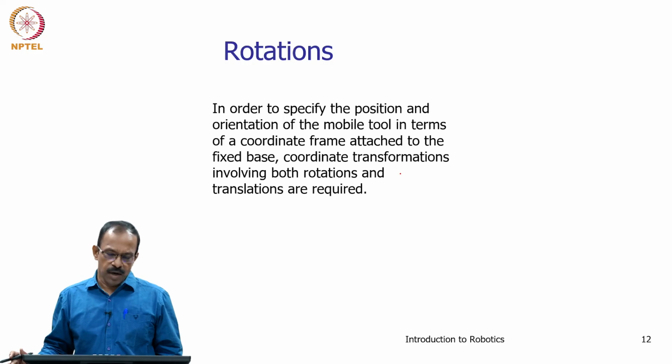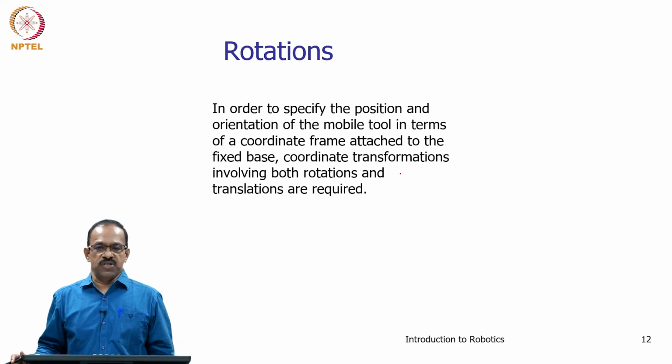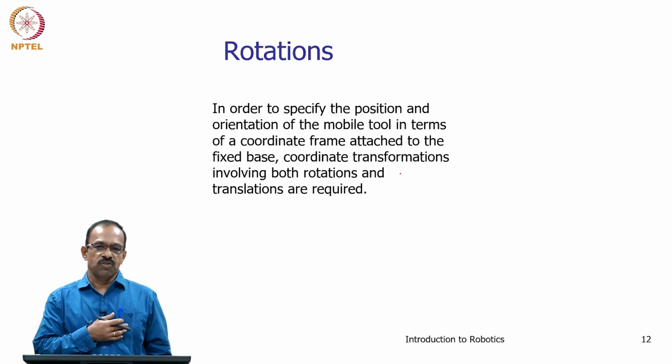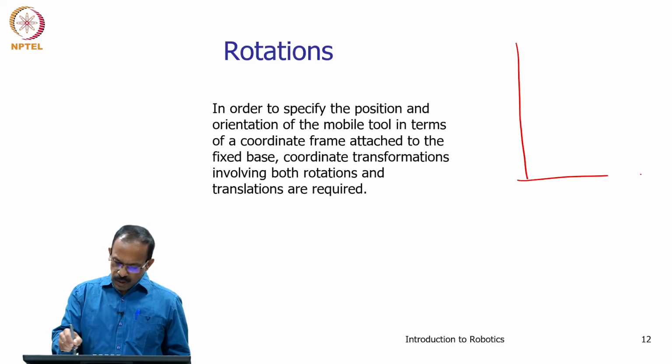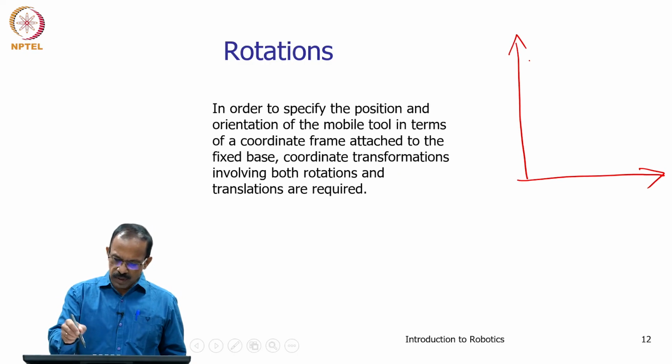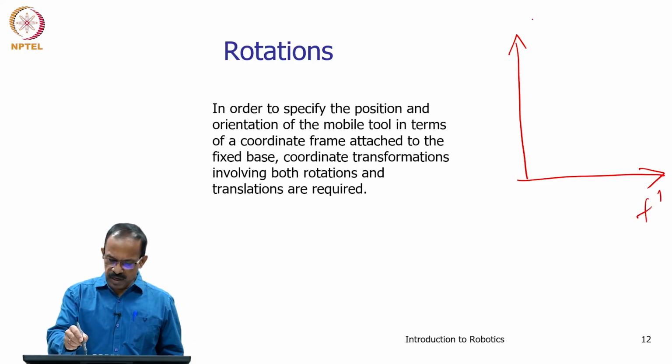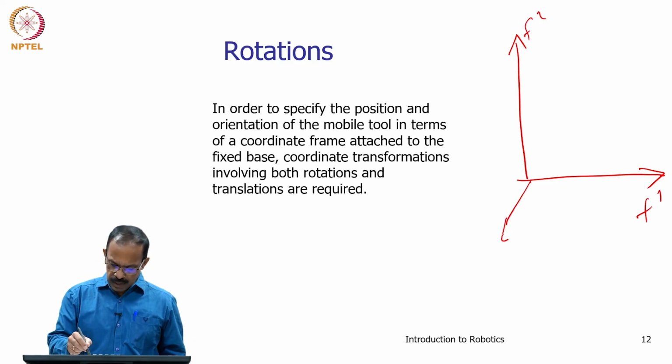Now, let us consider some of the transformations, because we know there is a movement of the mobile frame. So, let us consider some of the movements. For example, if you have a frame like this, a fixed frame F1, F2 and F3.